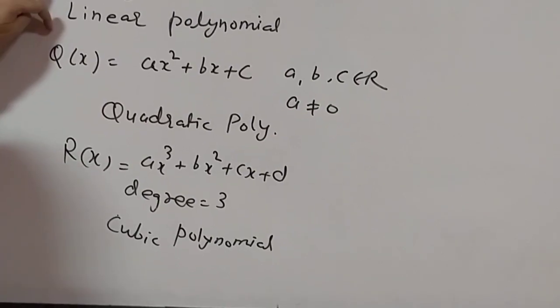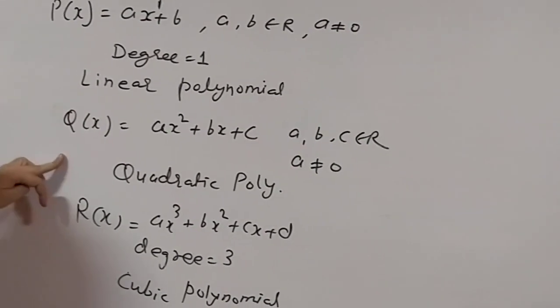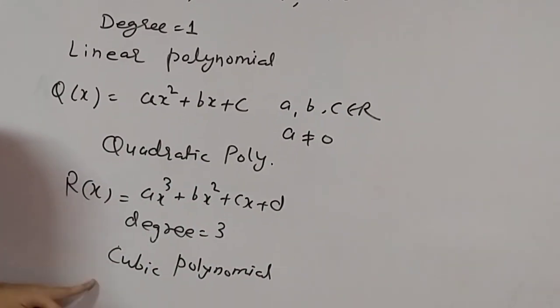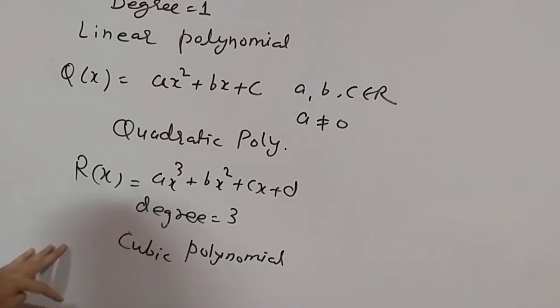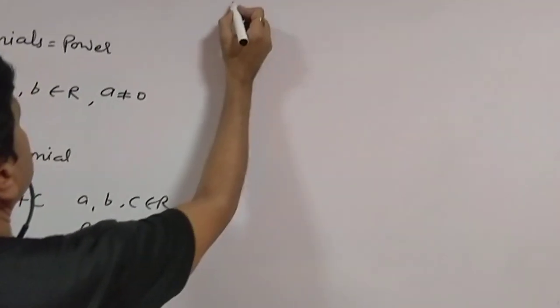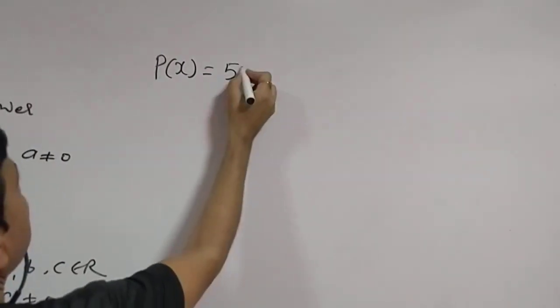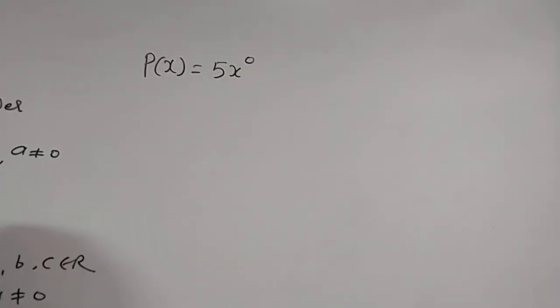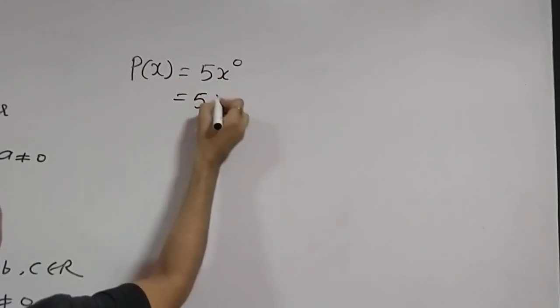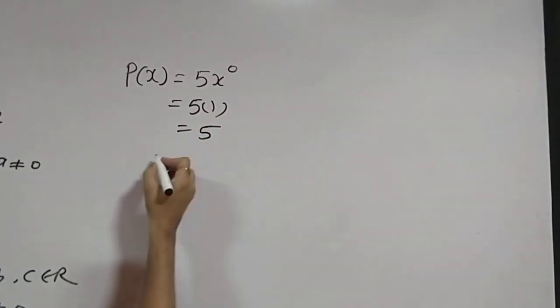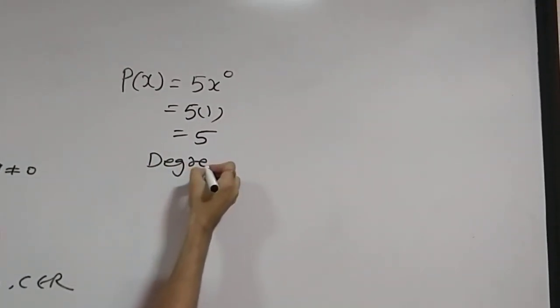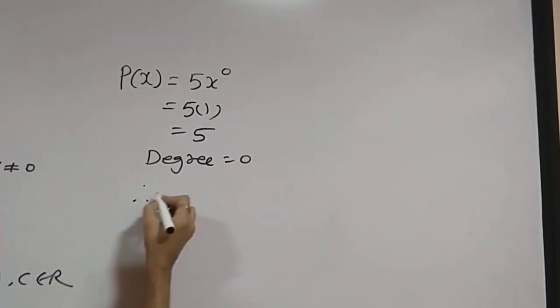So if the degree is 1, that is called a linear polynomial. Degree 2, then it is called a quadratic polynomial. Degree 3, then it is a cubic polynomial. But if the degree is 0, then suppose the polynomial is only 5x raised to 0. 5x raised to 0 means 5 into 1, that is 5. Their degree is how much? 0. So it is called the zero polynomial.